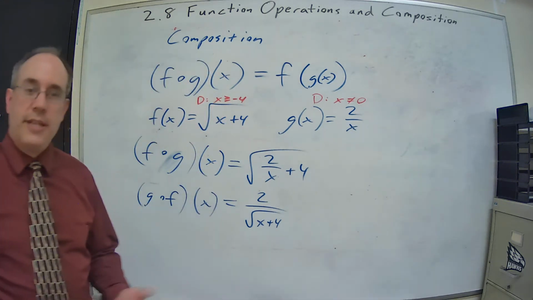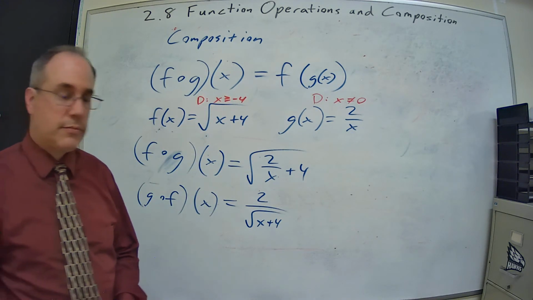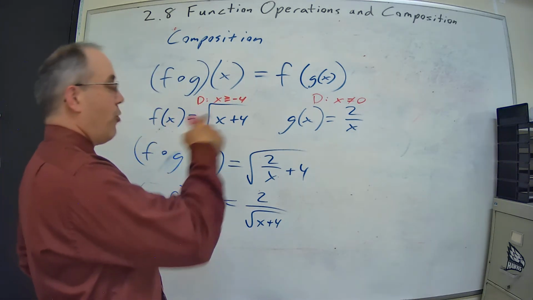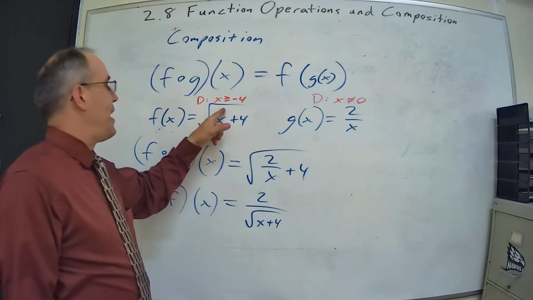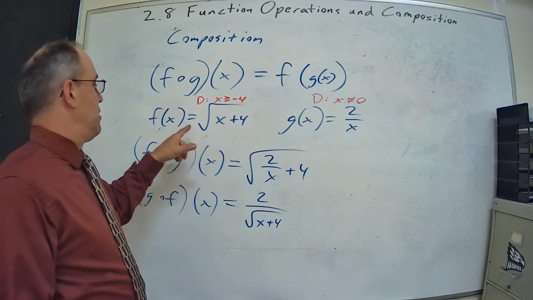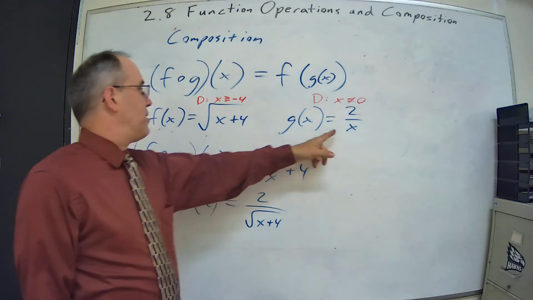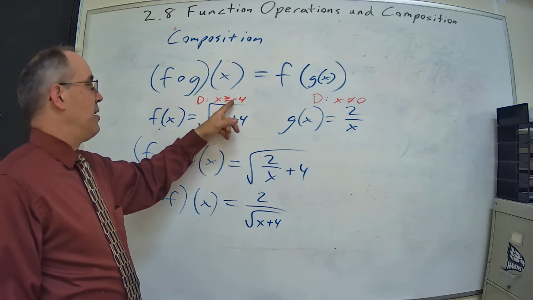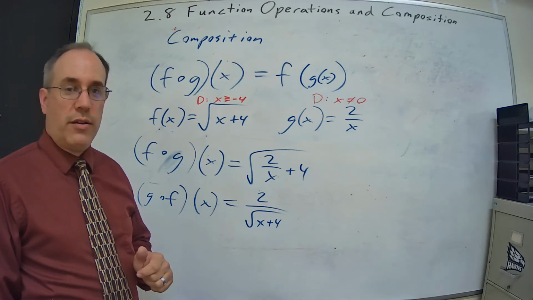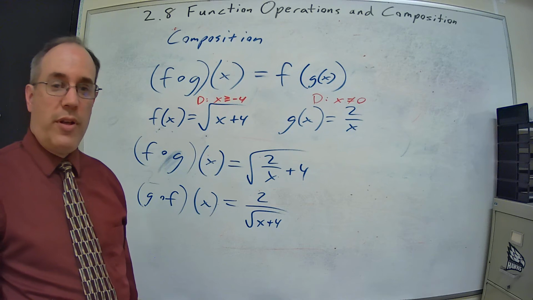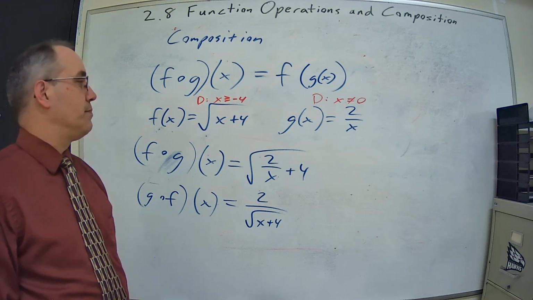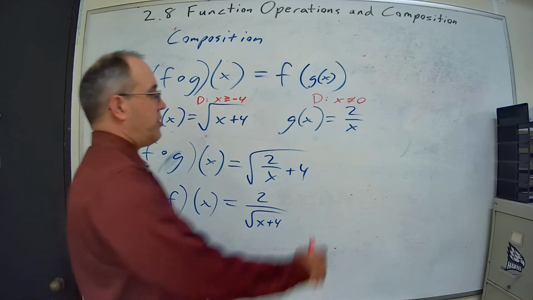That's the only limitation on that. So we know that we can't allow x to be equal to 0, but we also can't allow the output of this to be less than negative 4. So what's going to make this output less than negative 4?